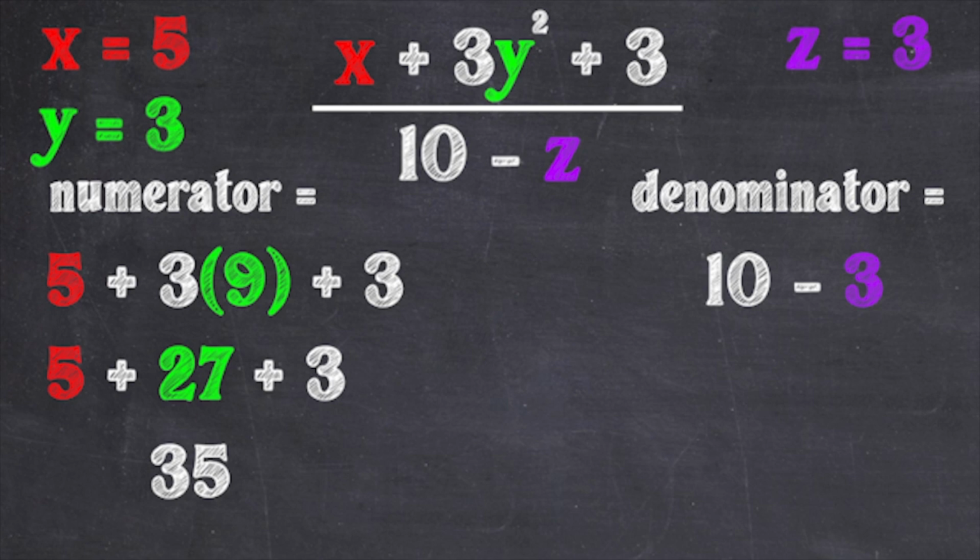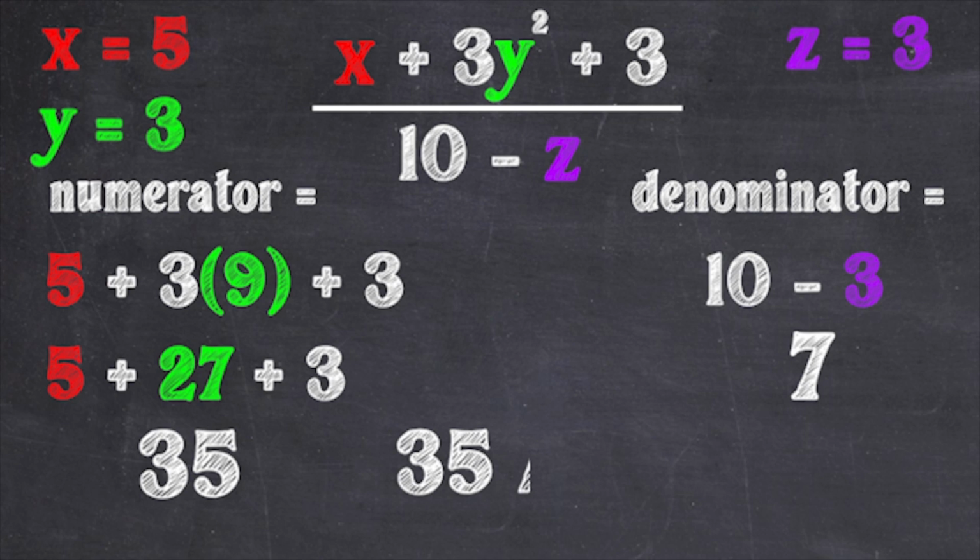While evaluating the numerator, you can also simultaneously evaluate the denominator. Plugging in 3 for z in the denominator gives 10 minus 3, which reduces to 7. Therefore, the value of the numerator is 35, and the value of the denominator is 7. Dividing 35 by 7 gives us 5 as the final answer. Therefore, the value of the algebraic expression x plus 3y squared plus 3 divided by 10 minus z, when x equals 5, y equals 3, and z equals 3, is 5.